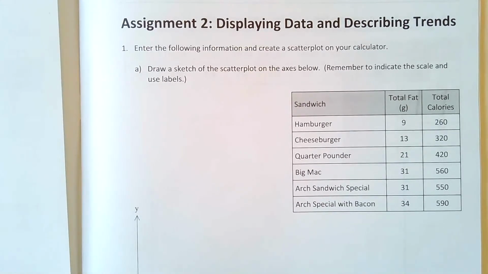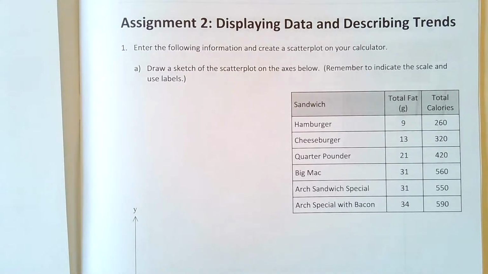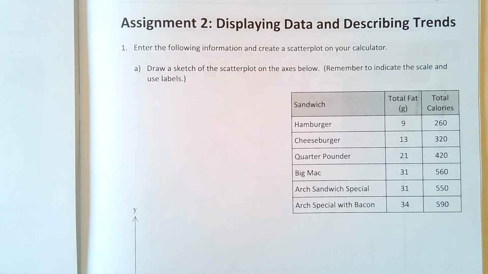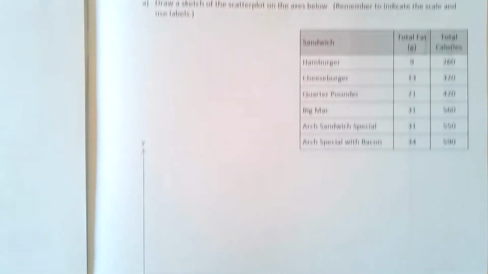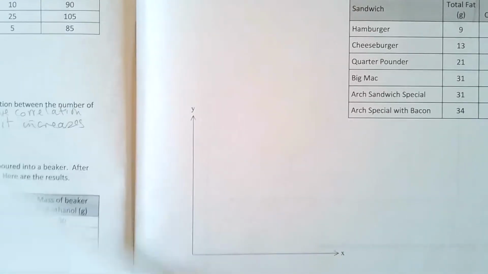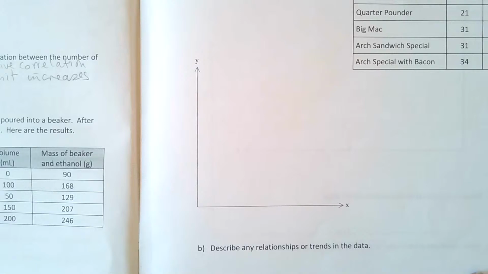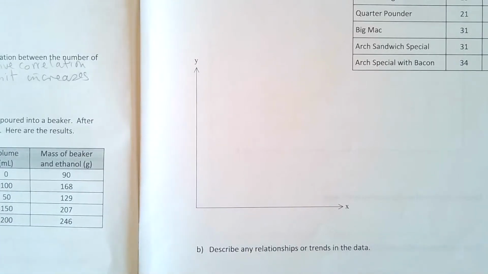Today we are continuing lesson 2 by looking at a few questions in assignment 2. By the end of today's lesson, we will graph a given set of data and plot them on the coordinate plane, as you have on your assignment page, and then we'll describe any relationships or trends in the data.